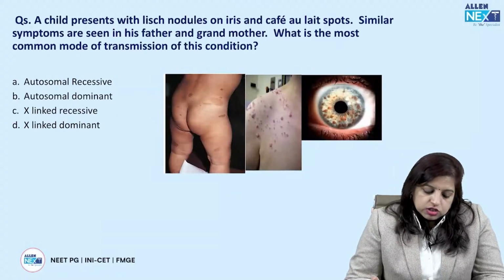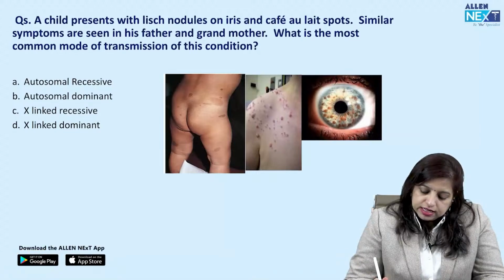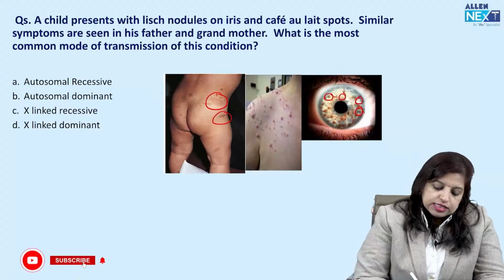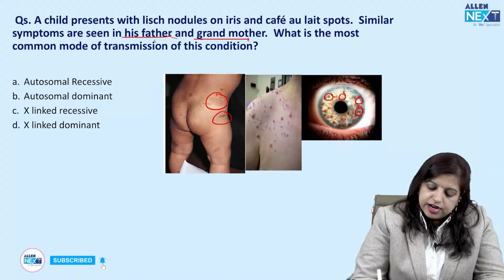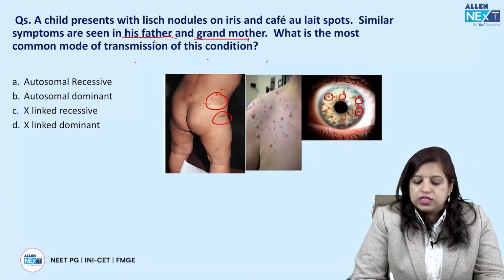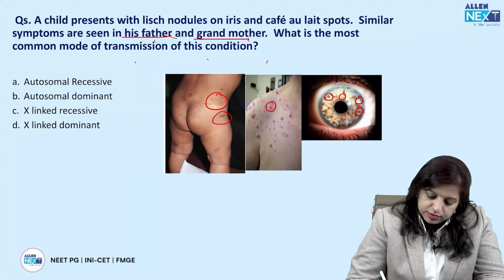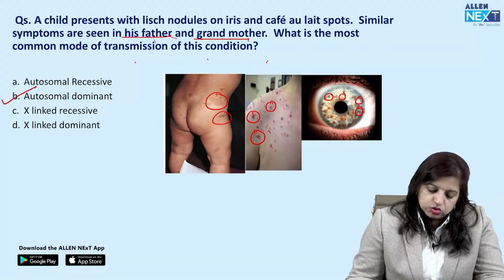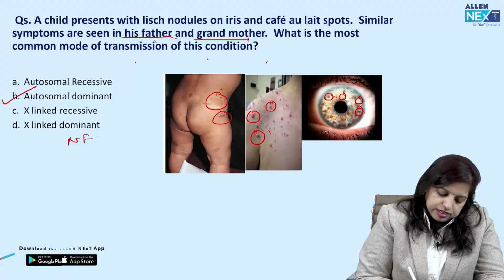Okay. Then a child presents with Lisch nodules on iris and cafe au lait spots. We can see cafe au lait spots. We can see the Lisch nodules on the iris, which are nothing but hamartomas. Similar symptoms are seen in his father and grandmother. What is the most common mode of transmission of this condition? So, these are neurofibromas and the mode of transmission is autosomal dominant. So, we should know about NF1 very clearly.